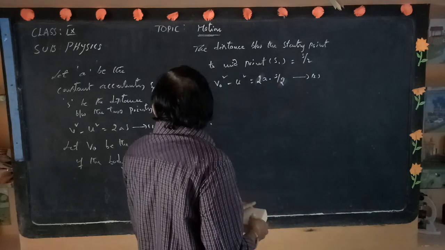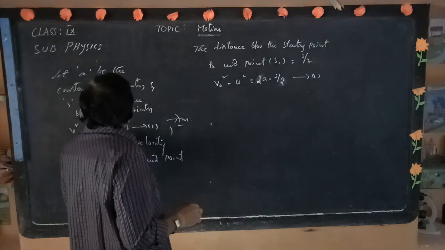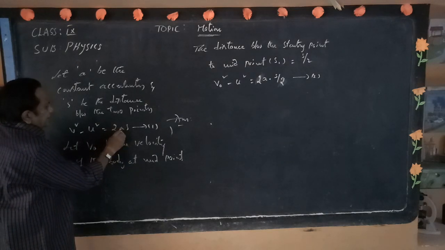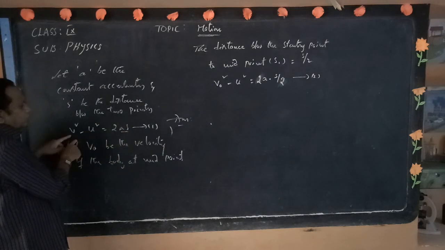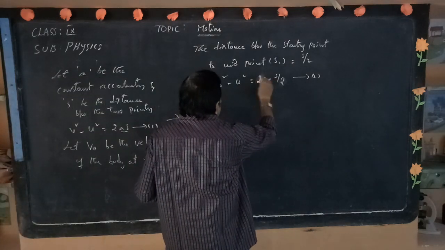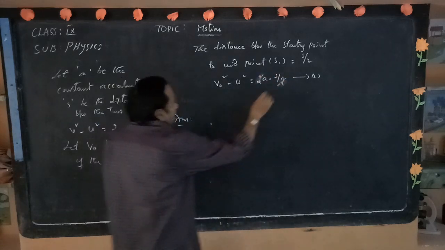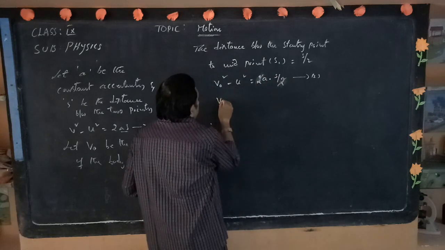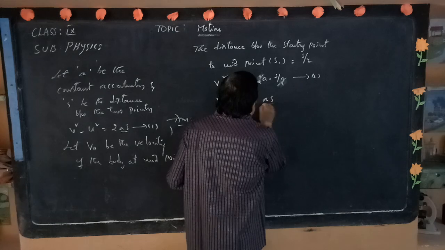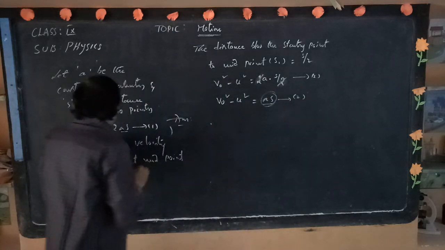v square minus u square is equal to 2as. So in this equation, to make as the subject, what do you get? This 2 comes here. Observe here, cancel it here. So here we have to cancel it, what do you get? 2as has to remain here. That means v square minus u square is equal to 2as remains. So this value of as will be taken here.